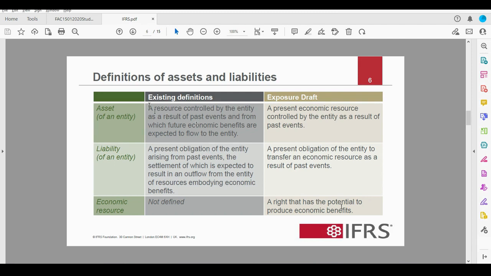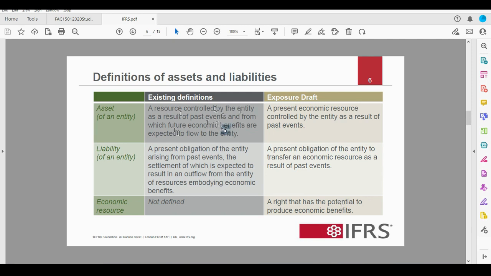What is an asset? According to IFRS, an asset is a resource controlled by the entity. I really want you to note these things. For anything to be an asset, it has to meet everything that is written here. If one of them is missing, it's not an asset. It's a resource controlled by the entity as a result of a past event and from which future economic benefits are expected to flow to the entity.